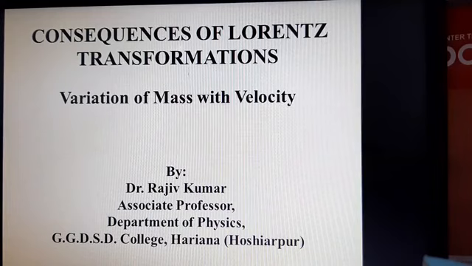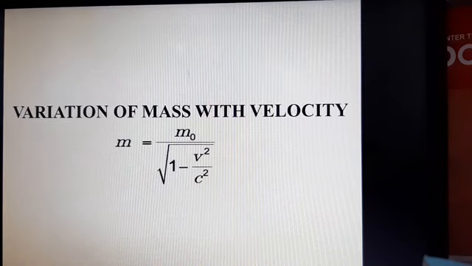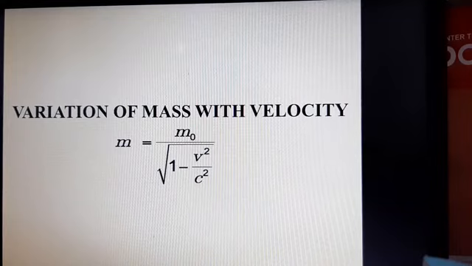Again, we will discuss another consequence of Lorentz equations, that is variation of mass with velocity. As we know, mass is also variable in Lorentz equations. It is not absolute or constant. So, variation of mass with velocity.